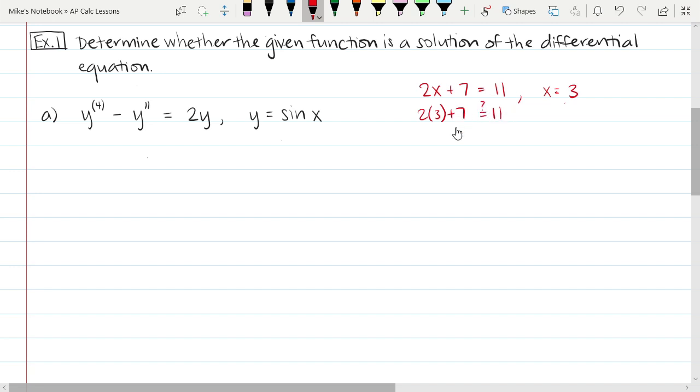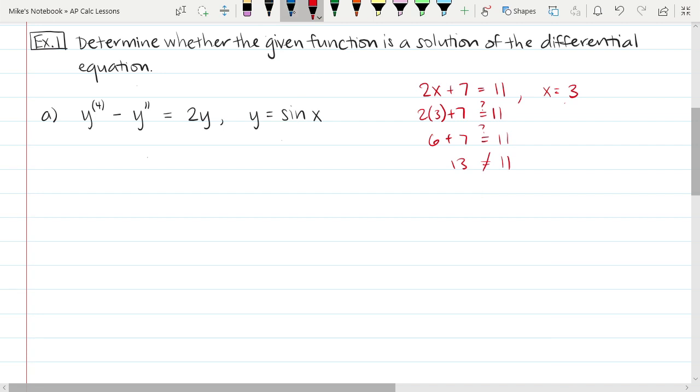And you would check to see, does the left side become the same as the right side? And you would clearly see that that does not happen. So in this case, x equals 3 clearly is not the solution of that equation. So we're doing the same idea here.